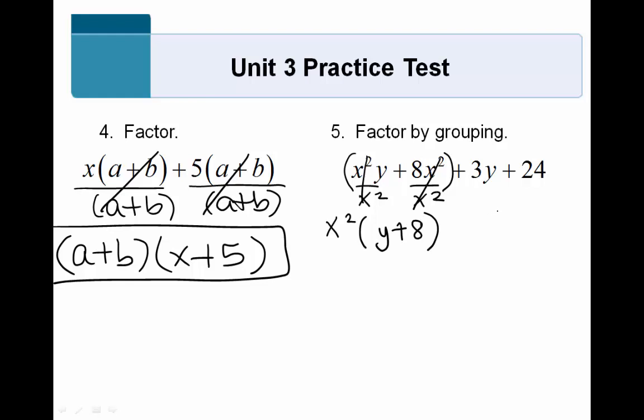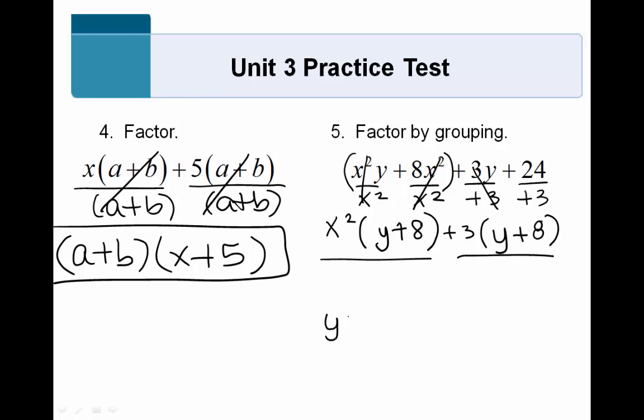Okay, and you're probably going to want a y plus 8 over on this side, but you can see you can factor out a positive 3 on this side. 3y divided by 3 is y. Positive 24 divided by positive 3 is positive 8. X squared times y plus 8, 3 times y plus 8.